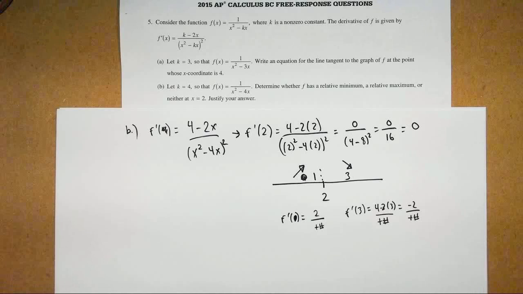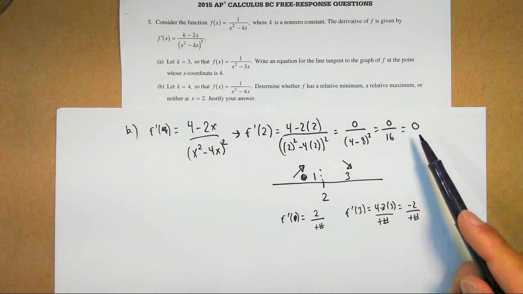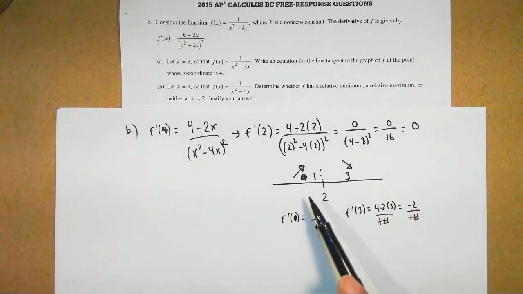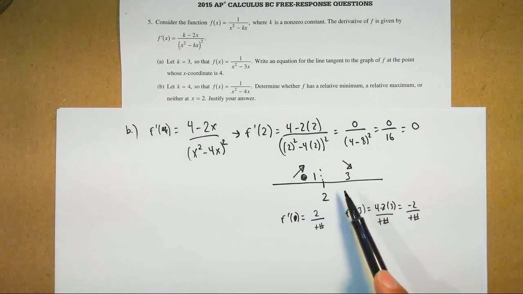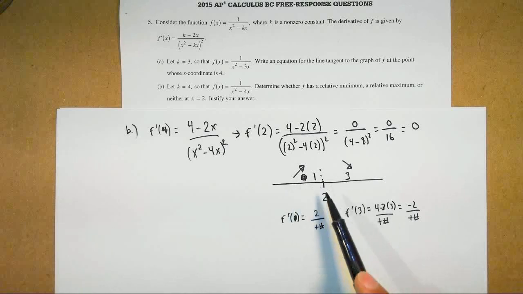So how was I able to find this? First thing is, in order to find a min or max, you have to first plug into your derivative, and it has to give you at least 0. Since it gave me 0, I know it's a critical number. Then I put it on a number line, and I determine what's happening left and what's happening right. And I saw that it was increasing and then decreasing, therefore it was a max at x equals 2.